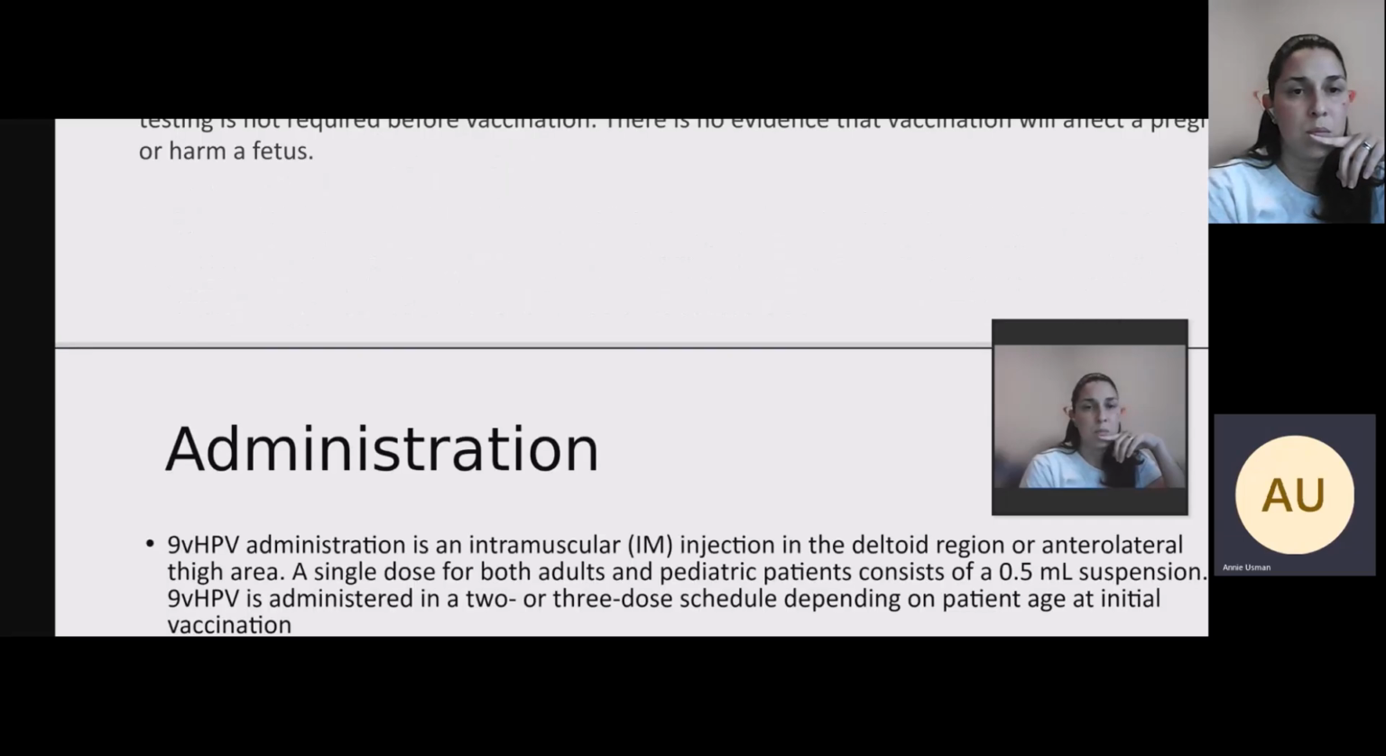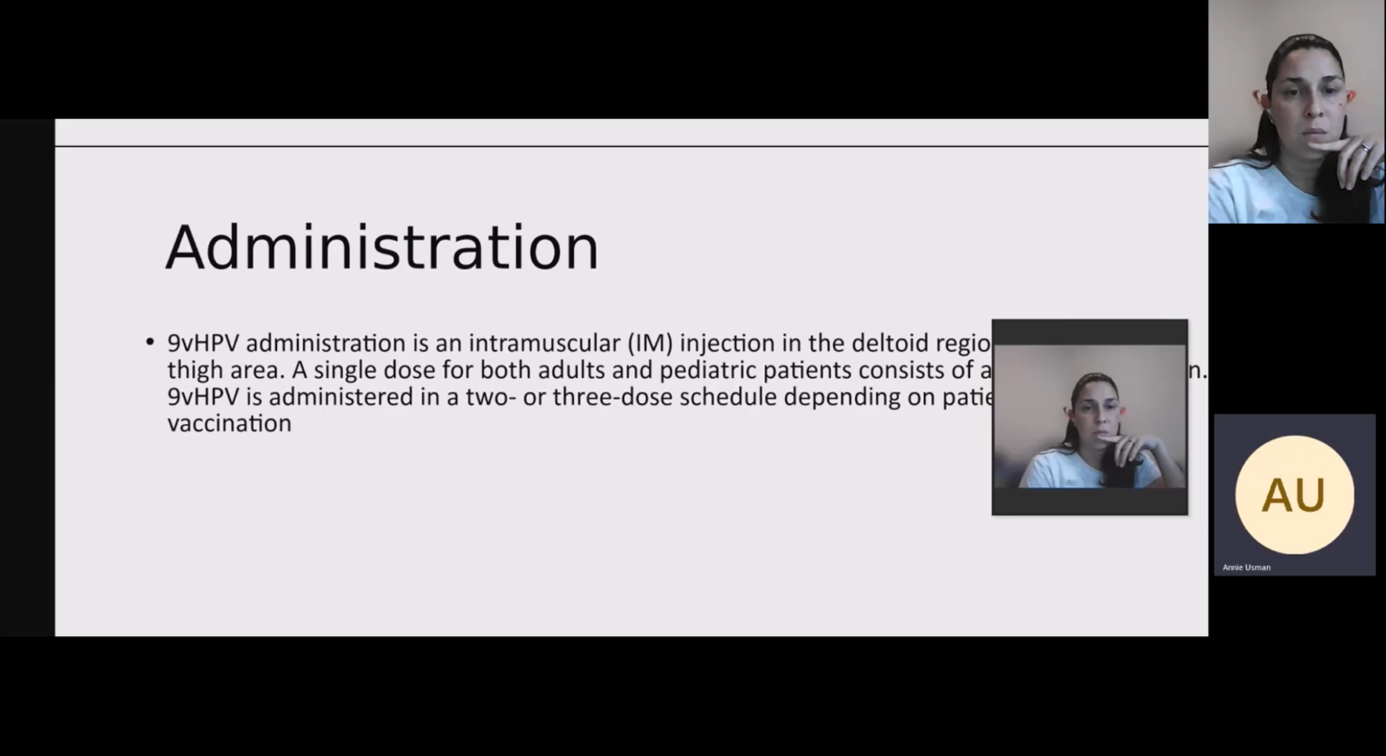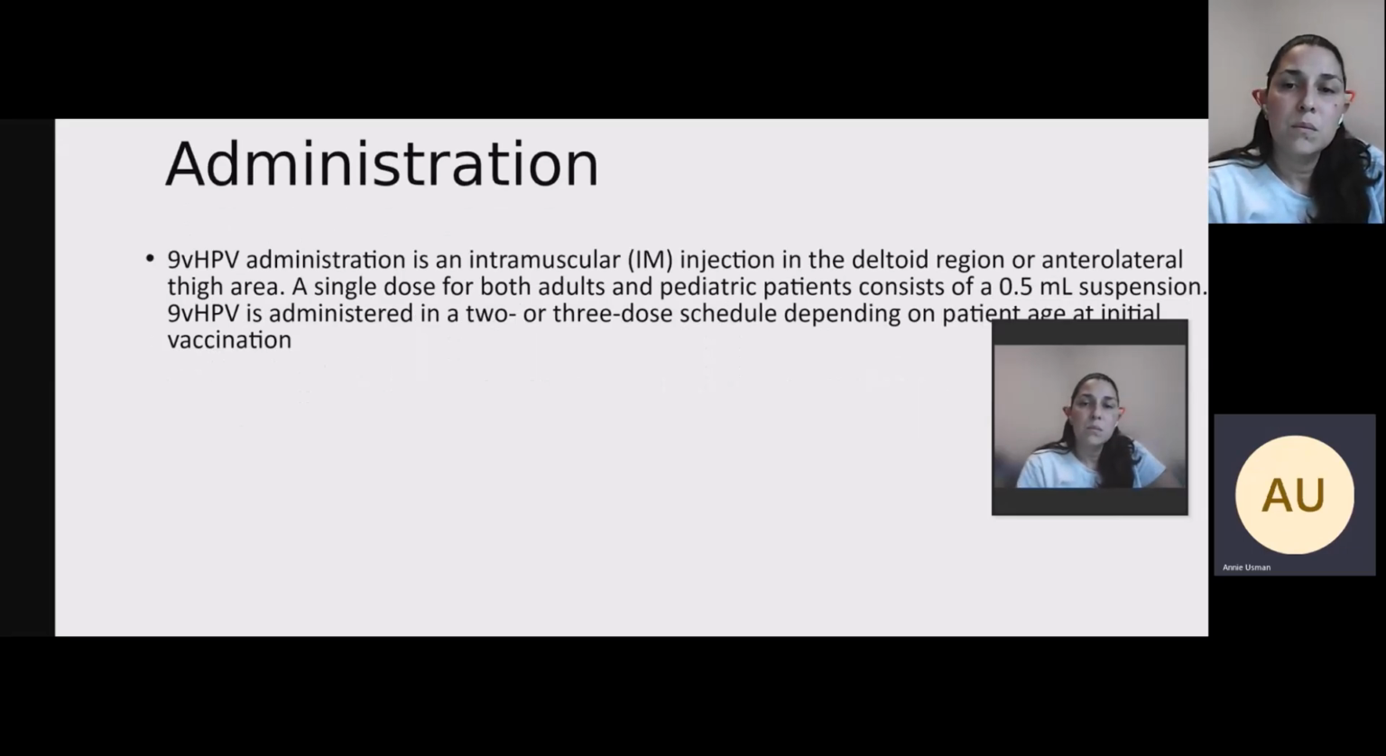So if we go on to the next slide, it's administration, the route of how we give the vaccine. So it's an intramuscular IM injection, again in the deltoid region, or it can be given in the anterolateral thigh area. A single dose is given for both adults and children, which consists of a 0.5 ml suspension.